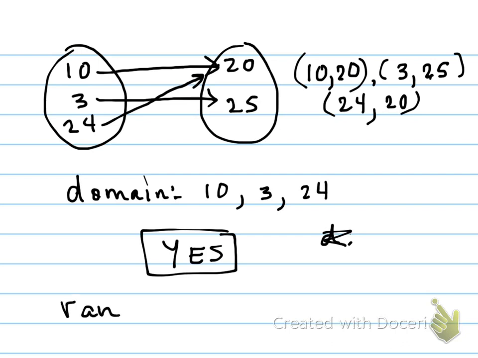Now, the other part of information they want from this is the range. In the range, those are the y values. Well, they're already separated out there for you. All you have is 20 and 25. Now, when we wrote it out as ordered pairs, these two 20s repeated. But again, remember, with the range, we don't want repetition.